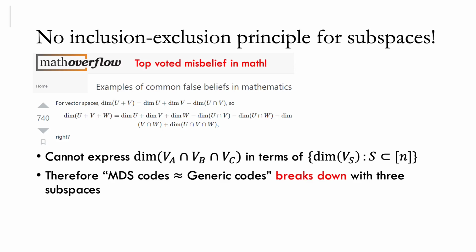And in fact, this is the number one misbelief in math according to Math Overflow. That is, there is no inclusion-exclusion formula for three sets. In particular, you cannot express the dimension of the intersection of three spaces just in terms of the dimensions of all the constituent spaces. Therefore, saying that MDS codes are approximately generic codes fundamentally breaks down for three subspaces.